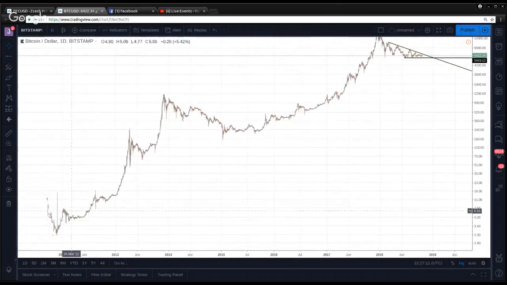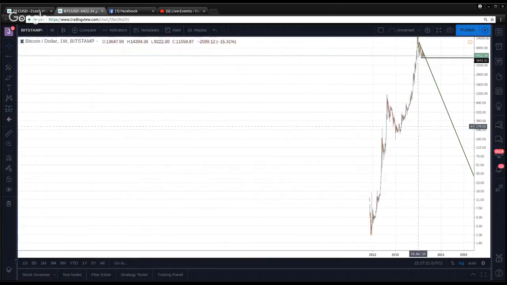Now, this is the Bitstamp chart, so we go all the way back to November of 2011, Bitcoin at $2.34. If you got in then, congratulations, you are set for life.